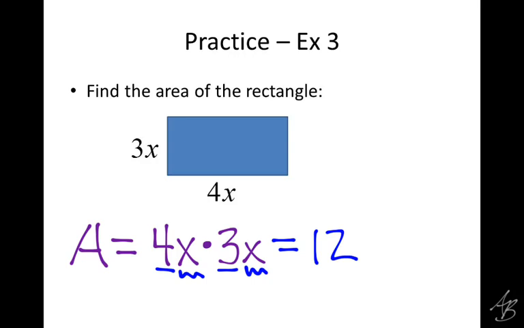X times x is not 1x or x, but it's what? Aiden? X squared, exactly. X times x is x squared, just like 4 times 4 is 4 squared, right? So anytime we multiply anything by itself, we square it. So 4x times 3x is 12x squared. Anytime you multiply a variable times itself, well, we have 2 of them, so we have to square it. So we get 12x squared here. Does that make sense?